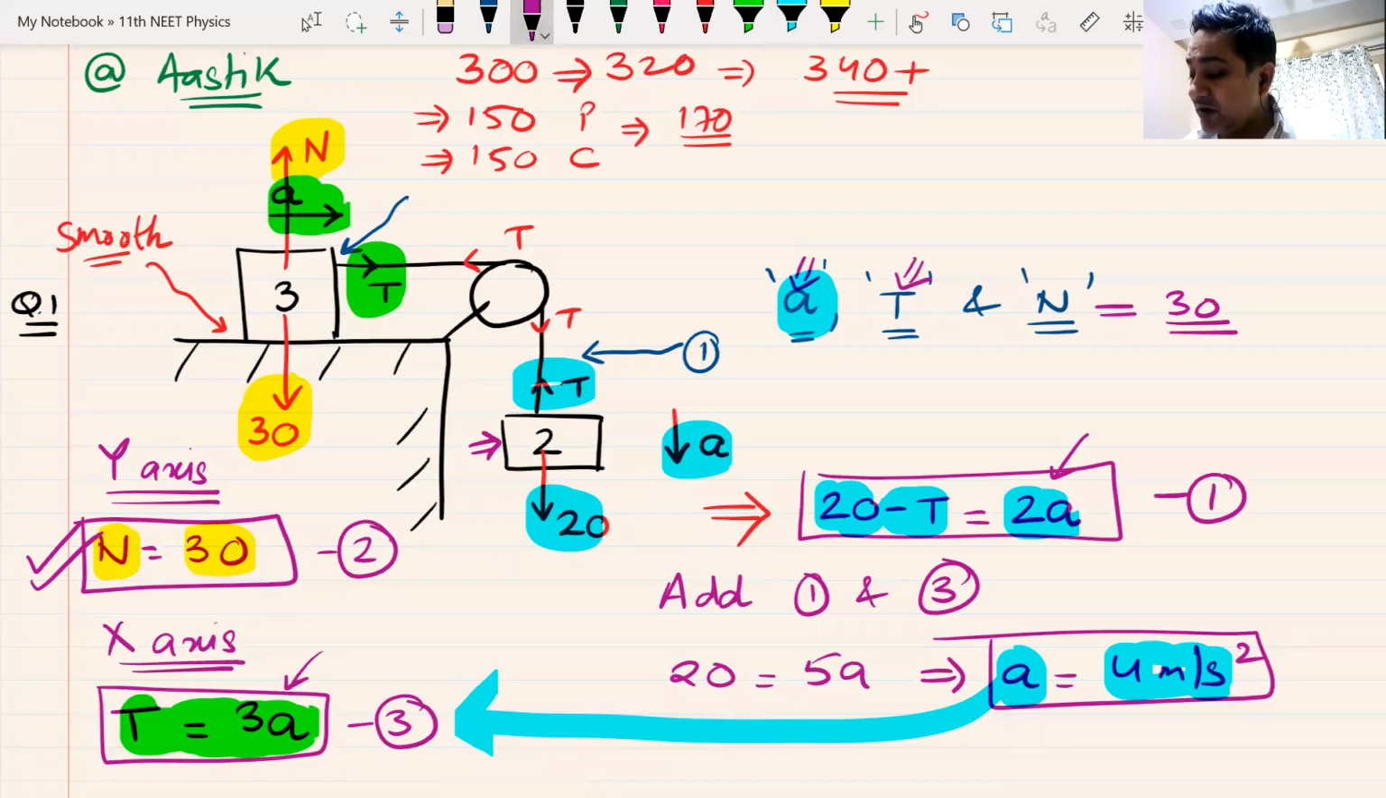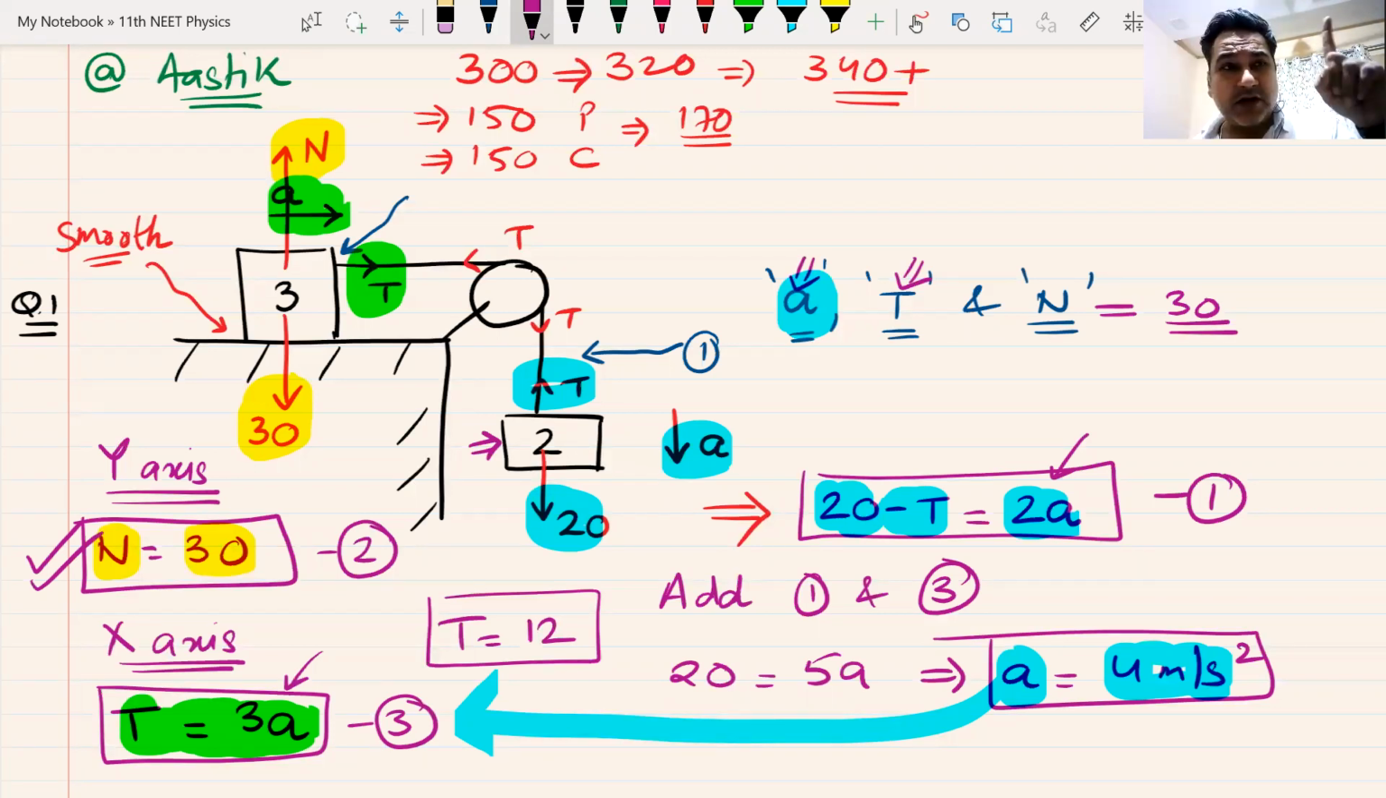Can you tell me what is the value of T? A is coming as 4. T is 3A, so T becomes 12 newtons. So these are my answers. Number 1, normal reaction is 30. Number 2, acceleration is 4 meter per second square. And number 3, tension is 12 newtons.